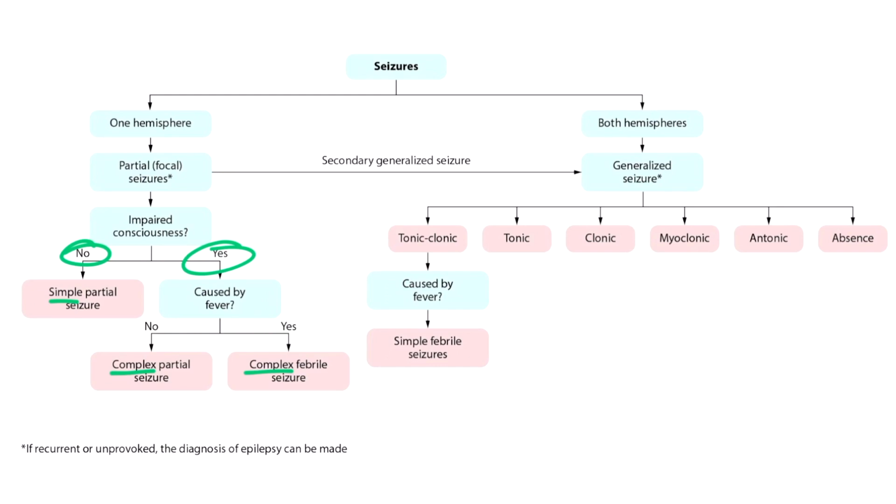Another point to consider is the presence of a fever. If the focal seizure is thought to have been caused by a fever, then the diagnosis is a complex febrile seizure. It's important to note that seizures can start out as partial or focal in one side of the brain and spread to the other side of the brain, resulting in a generalized seizure. This progression is called a secondary generalized seizure.